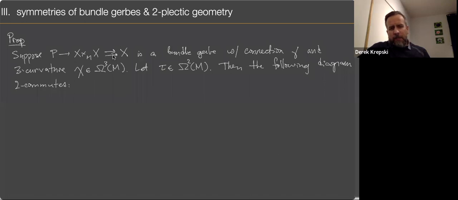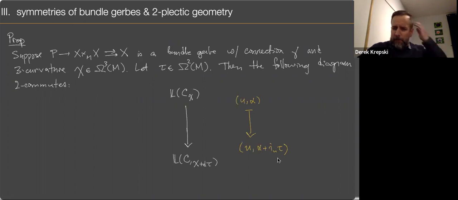So again, suppose you have a bundle gerbe with connection and curving. So just a bundle gerbe with connection, and its three-curvature is chi. And suppose we have a two-form tau, then there's a natural map between the twisted Courant Lie-2 algebras. Namely, you just shift your one-form by contraction with tau, and this turns out to be a Lie-2 algebra isomorphism.